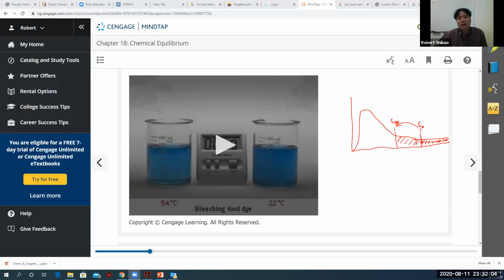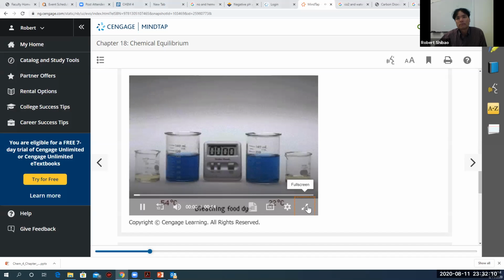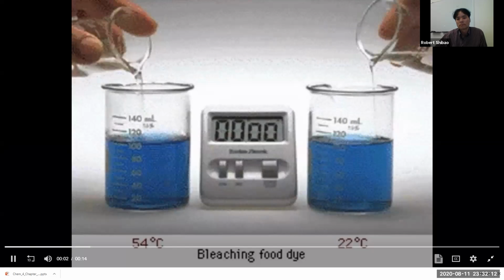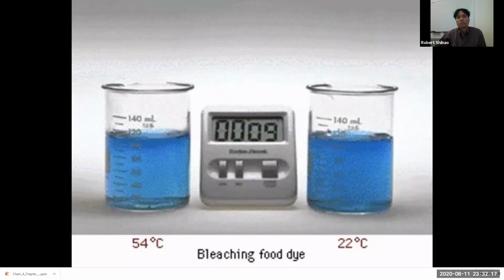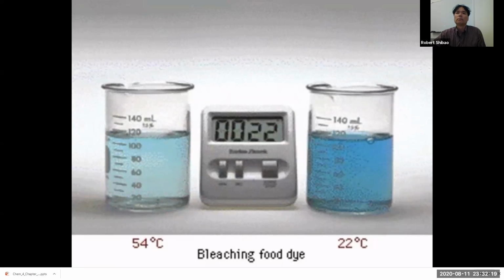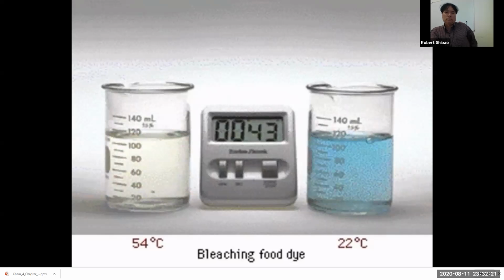If we pour equal amounts of hot and room temperature bleach into separate beakers of colored water, we see that the hot bleach on the left destroys dye molecules more rapidly than the room temperature bleach on the right.